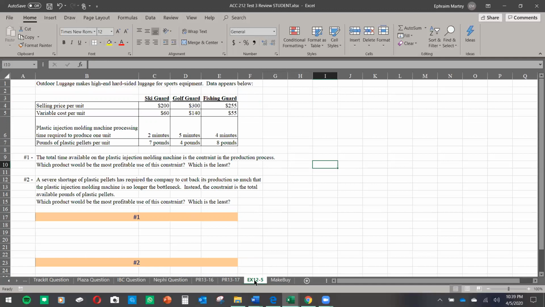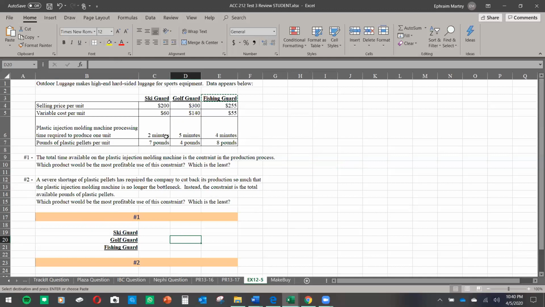This problem, what does this problem want us to do? It says the total time available, which product will be the most profitable use of this constraint? So this is the constraint. Constraints we know is something that prevents something from happening. We have the same company, but we have these products. I'm going to copy and paste here: ski, golf, and then fishing. So we want to know which one to invest in.